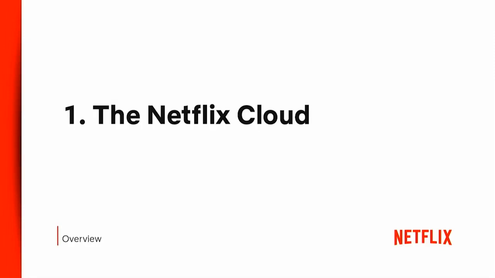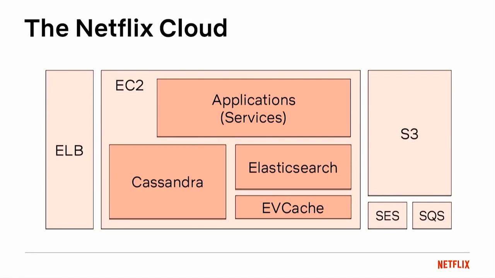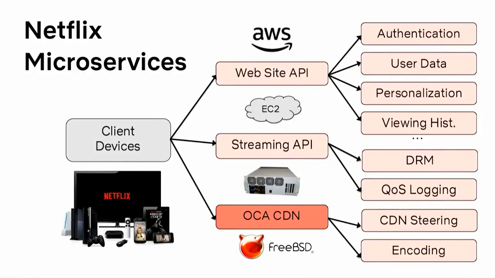So the first section is on the Netflix cloud. Just to summarize this, we're deployed on EC2, I mentioned that. We're also using Elastic Load Balancers and S3. On EC2, we have a lot of Cassandra, Elasticsearch, EVCache, and of course the applications, which are microservices. The microservices we have include authentication, user data, personalization, viewing history, and there's 2 main APIs the client devices access them from.